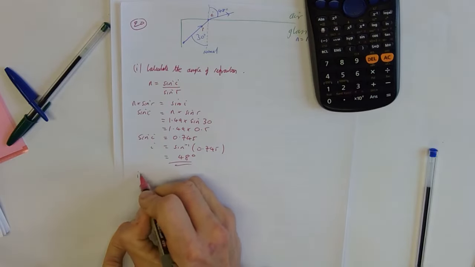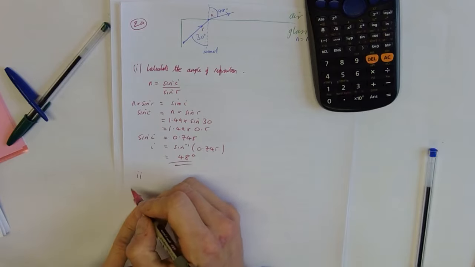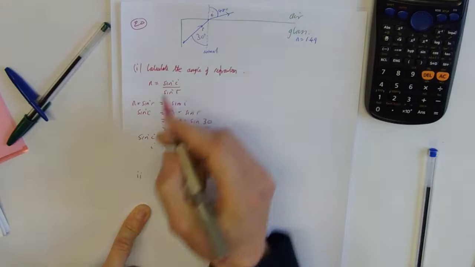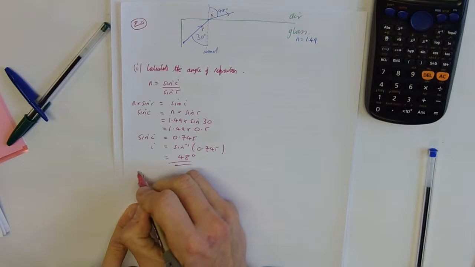Part 2. Complete the figure to show what happens to the ray, so we've done that. That's part 2.